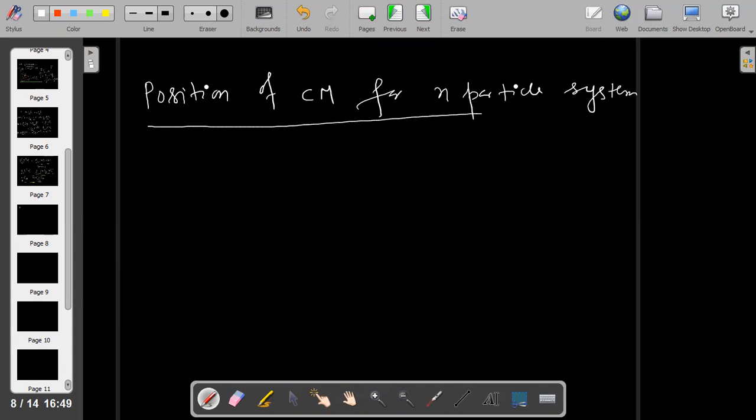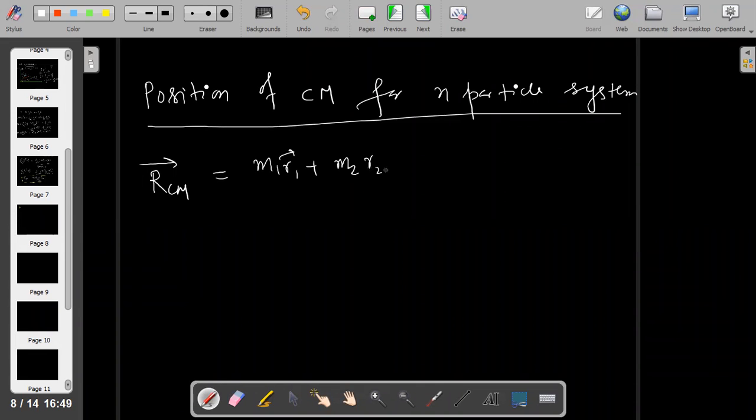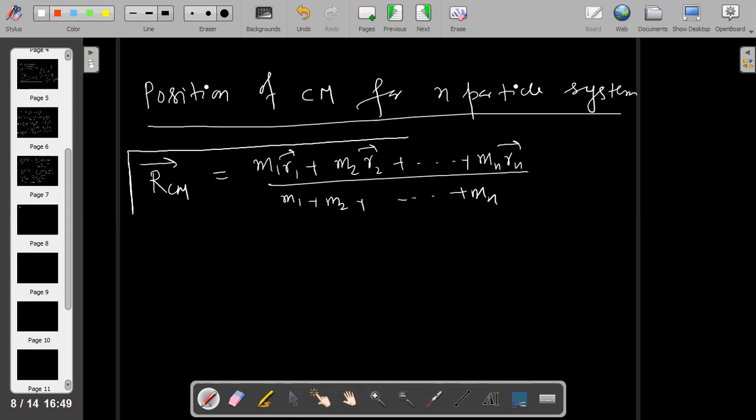What is the position of center of mass for an n particle system? It is m1 r1 plus m2 r2 and so on up to mn rn, divided by m1 plus m2 and so on up to mn. That is for n number of particles in the system. This is the position of center of mass.